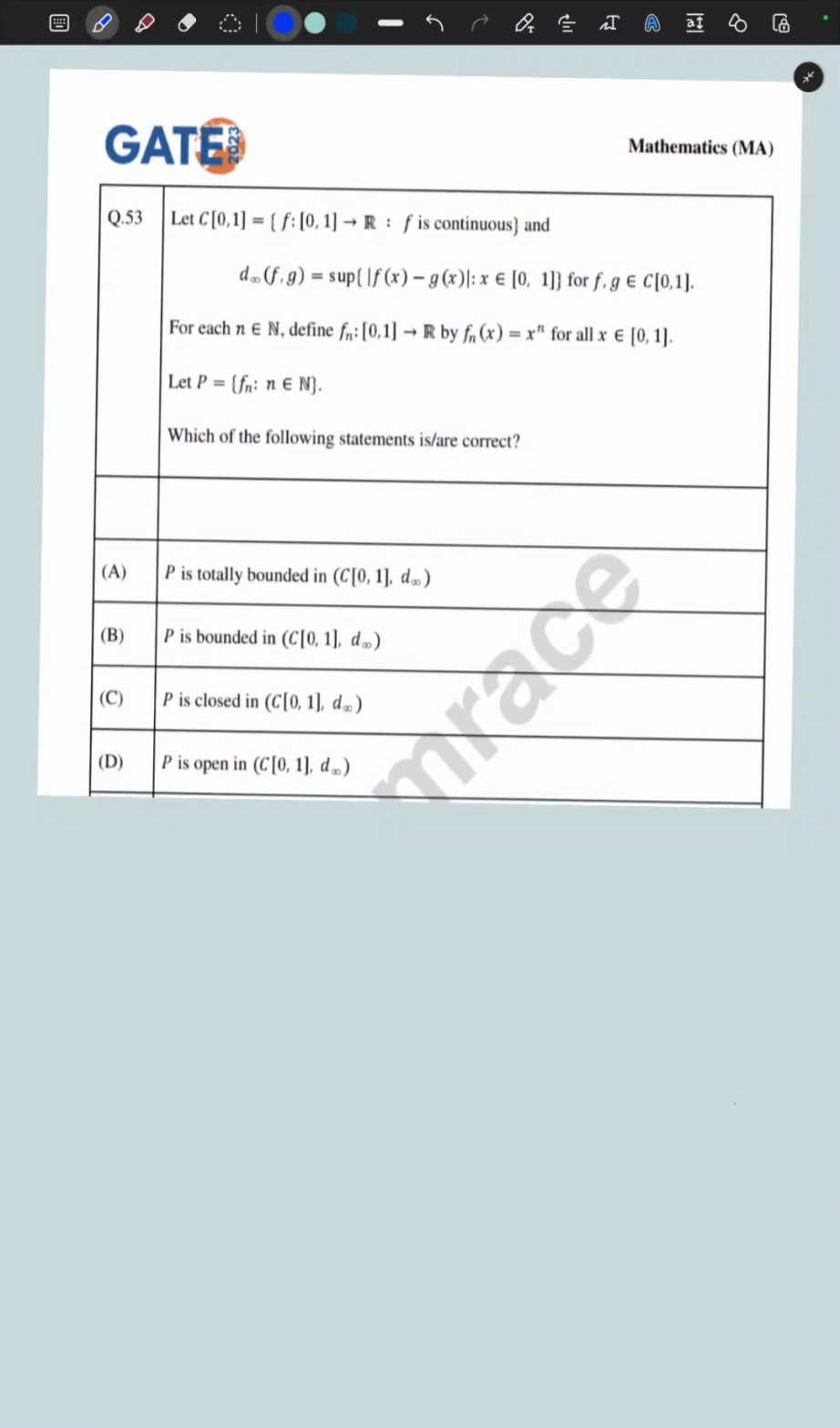Hello everyone. Today we solve this question. This question was asked in the GATE exam 2023. This question is from the functional analysis part.